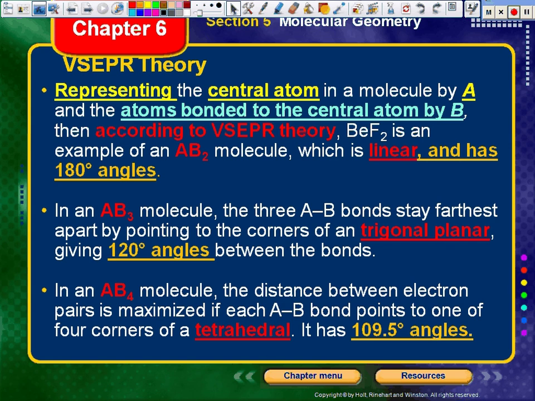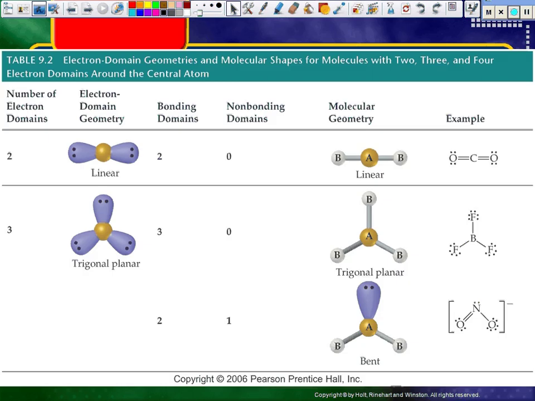But if you read it in very skim form, the AB2 model is linear and it's 180 degrees. You already know that. AB3, 120, trigonal planar. AB4, tetrahedral, 109.5. So this is just summarizing everything that we've talked about in words. If you absorb things through words, how many of you absorb things through pictures? Here's your pictures. So I've given you words, now I've given you pictures. And you've all done this. So you've also done the kinesthetic aspect of it as well.